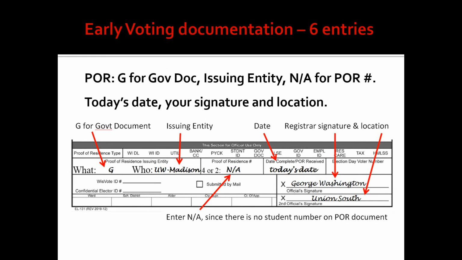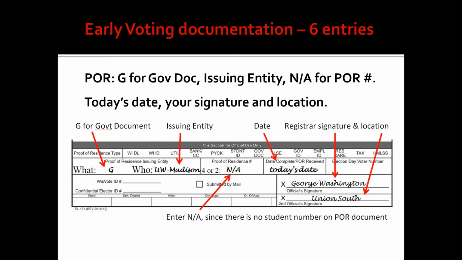This shows the bottom of the voter registration form. It is customized for the City of Madison. For early voting, document the proof of residence by writing G, which is Madison's code for government document. The issuing entity is UW-Madison or just UW. There is no identifying number or account number on this document, so write N/A for not applicable in the POR number box.